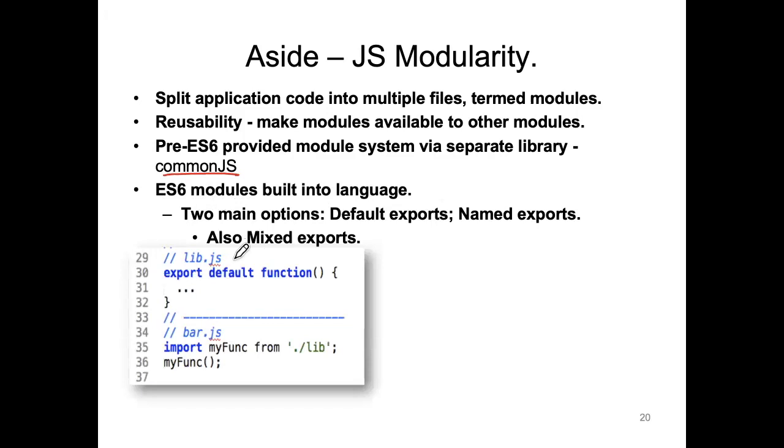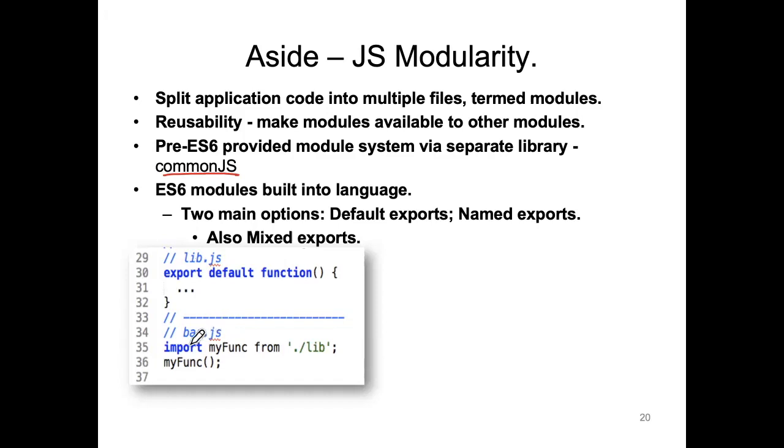This is how default exports look. Let's suppose I've got two JavaScript files here. One is called lib.js, and it has an implementation of a function. Let's suppose that is the only content of lib.js, and we want to make this function available to other modules within our code base. So the way we do that is we export it, but we make it what's referred to as the default export from this file.